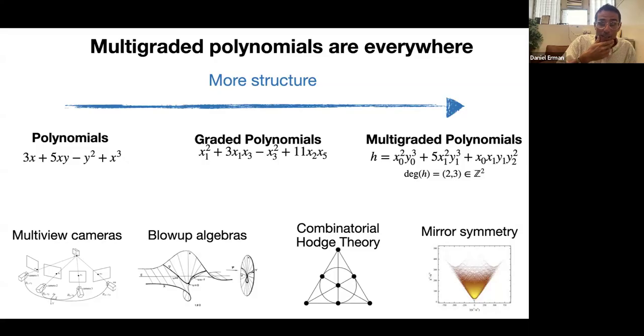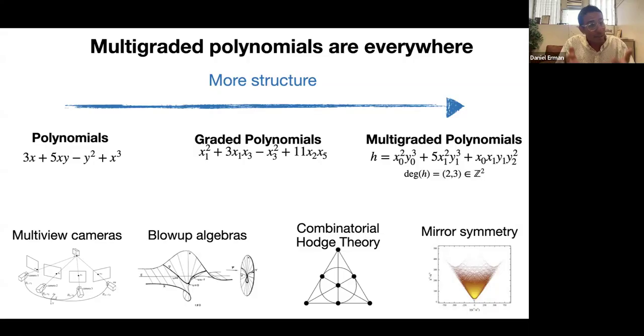So I have an example here. This h over on the right is an example of a polynomial which has degree 2, 3 in a Z2 grading. It's degree 2 in the x's and degree 3 in the y's. And each term has that property. And as you move over, we get more and more structure and kind of stronger features. You go from ungraded polynomials to graded polynomials to multigraded.